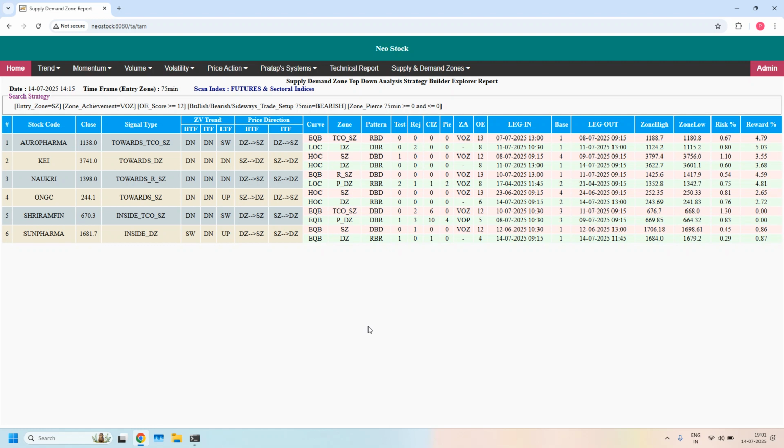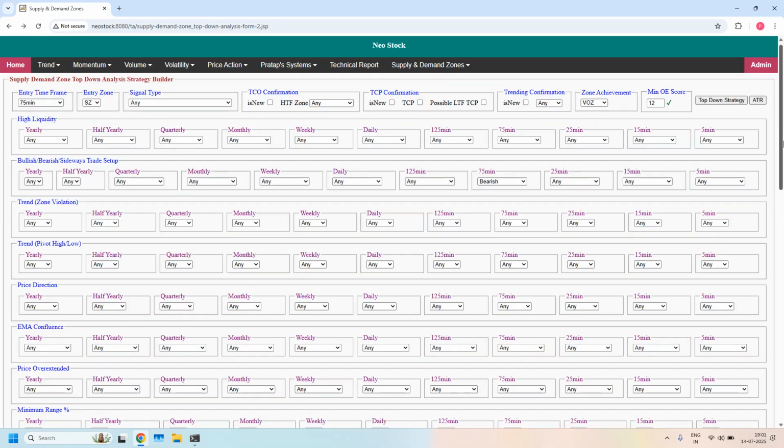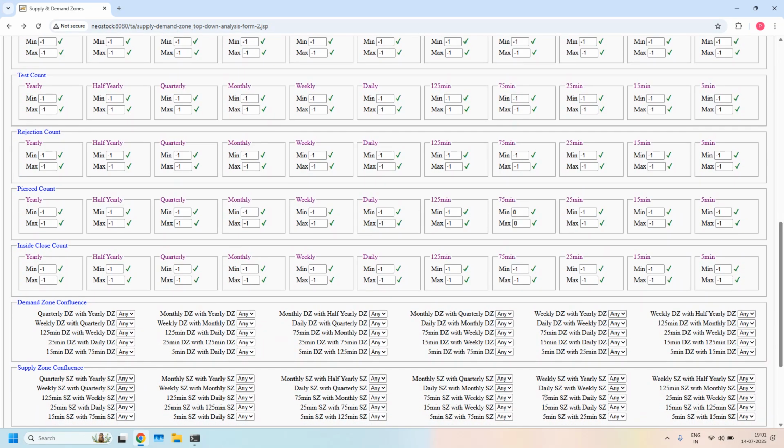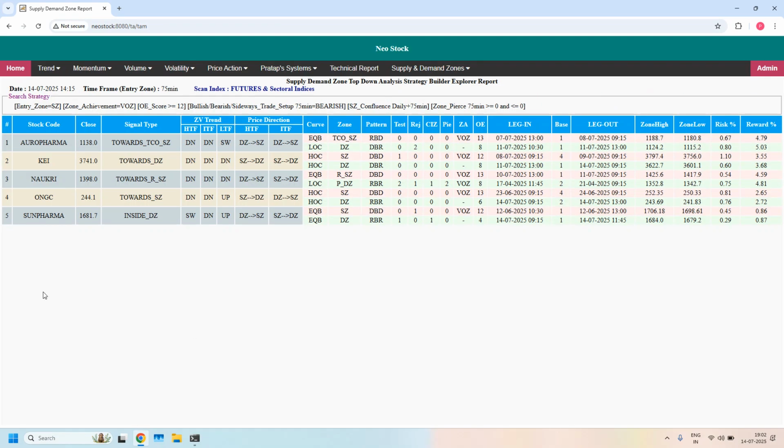Okay, let's further filter based on supply zone confluence and EMA confluence strategies. First filter is 75 minute supply zone with daily supply zone confluence. With this, we got 5 stocks. In all 5 stocks, 75 minute supply zones overlapped with daily supply zone, and daily trend is down in all the stocks.